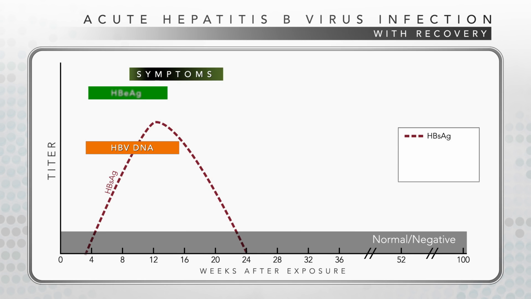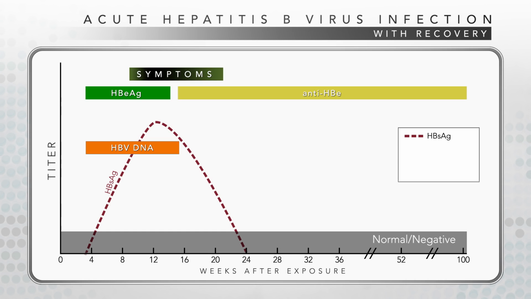Hepatitis B E antigen, referred to as HBeAg, is usually detectable in patients with acute disease and is noted by the green bar. The presence of HBeAg in serum generally correlates with higher titers of virus and greater infectivity, while the presence of antibody to hepatitis B E antigen, referred to as anti-HBe, shown by the yellow bar, denotes lower levels of virus and thus less infectivity.